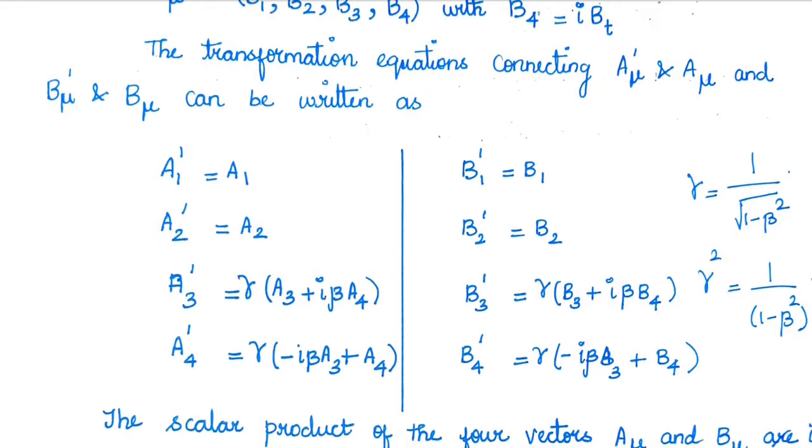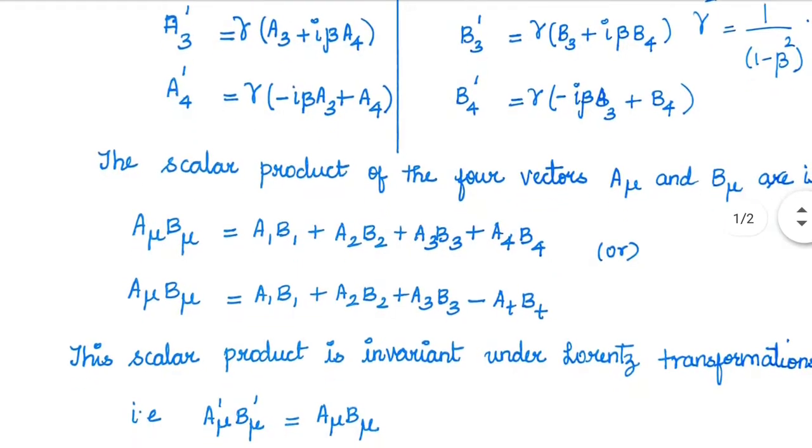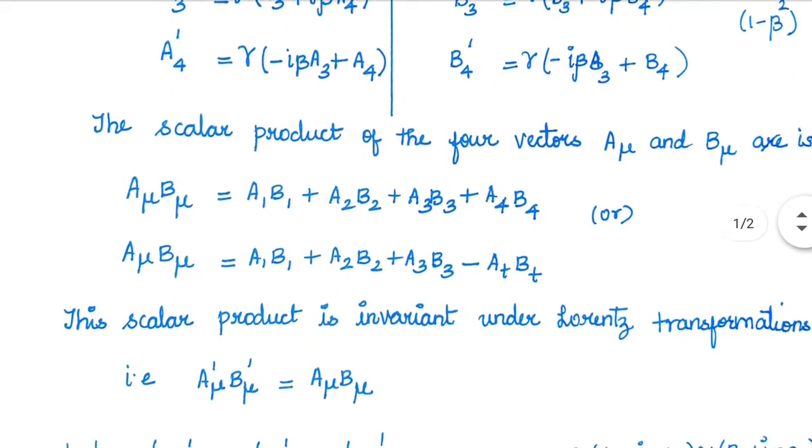B1 prime is equal to B1, B2 prime is equal to B2, B3 prime is equal to gamma into B3 plus i beta B4, B4 prime is equal to gamma into minus i beta B3 plus B4. Here, gamma is equal to 1 by root of 1 minus beta square, and gamma square is equal to 1 divided by 1 minus beta square. So, what are we asked to prove? We are asked to prove the scalar product of any two vectors is invariant.